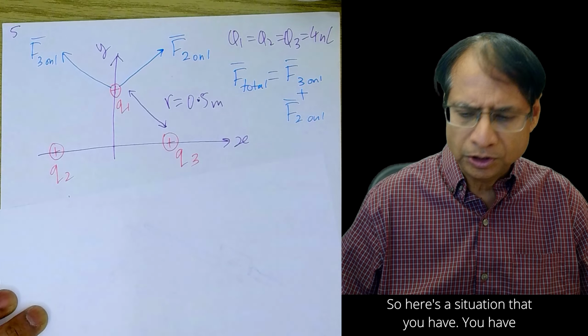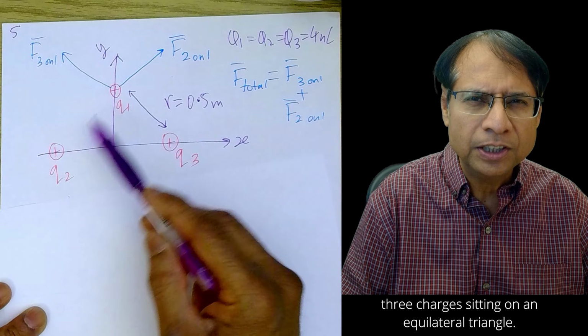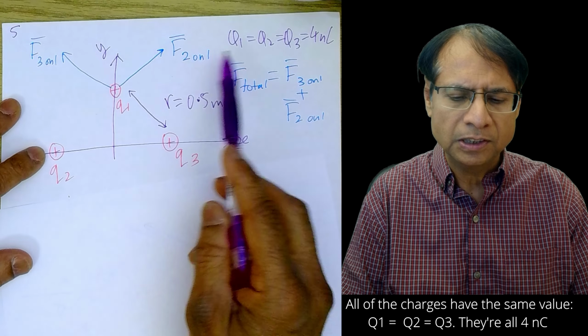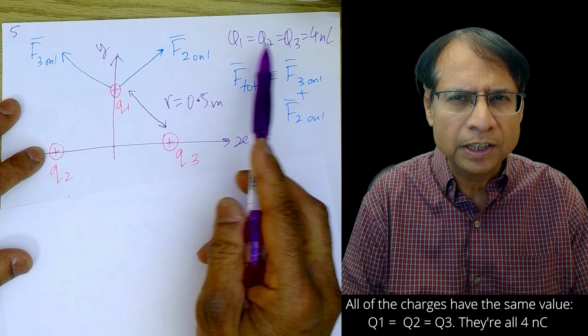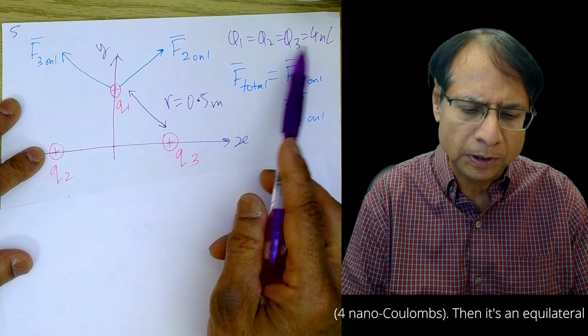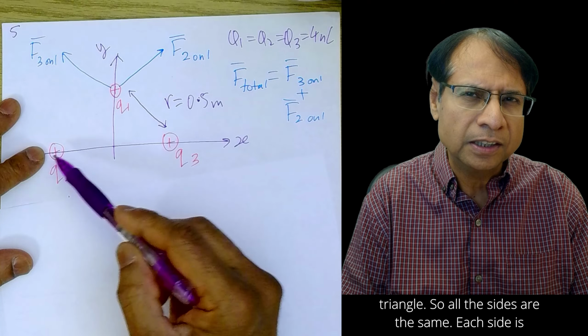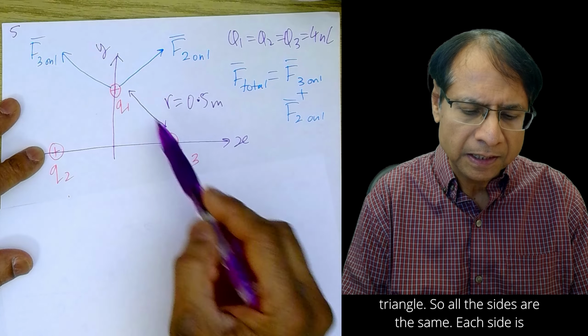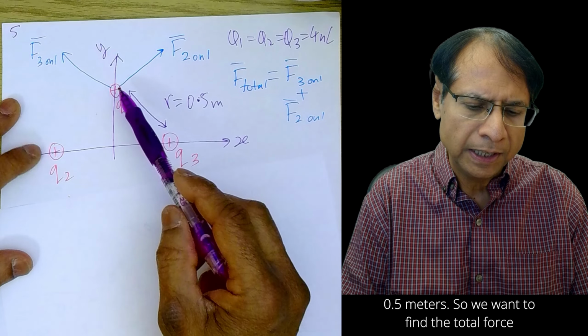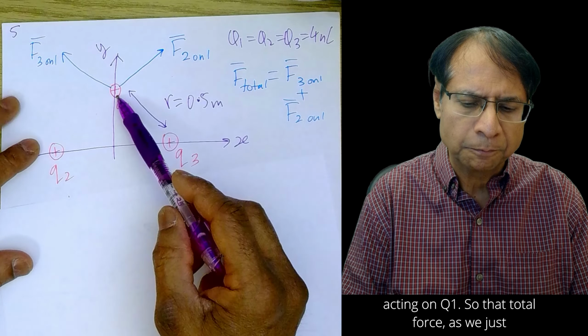So here's the situation that you have. You have three charges sitting on an equilateral triangle. All of the charges have the same value: Q1 equals Q2 equals Q3. They're all 4 nanocoulombs. Then it's an equilateral triangle, so all the sides are the same. Each side is 0.5 meters. So we want to find the total force acting on Q1.